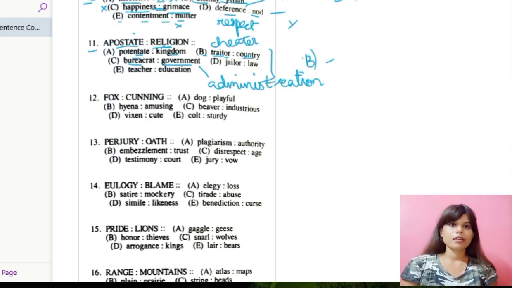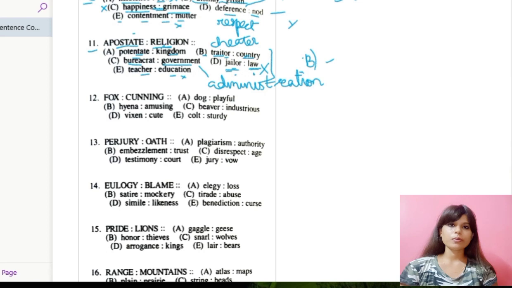Okay. Next is jailer and law. Jailer means the person who looks after the jails, and law means rules and regulations that we need to like abide by. So this will also not go. Last option is teacher in education. So teacher is the person who teaches, who like imparts education. So this one will also not go. So the best option that would go is number B.